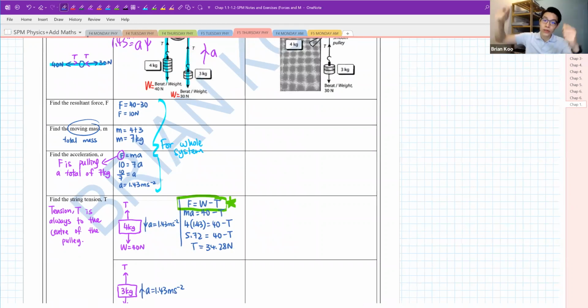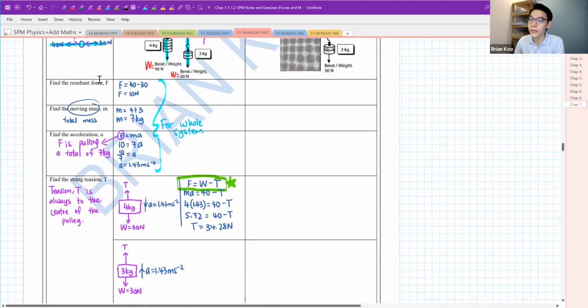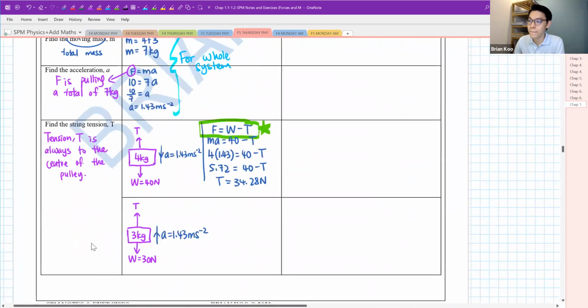The whole system goes like this now. The 4 kg will go down, but the 3 kg will go up. And then you all try again to do the same thing. Resultant force is what minus what?